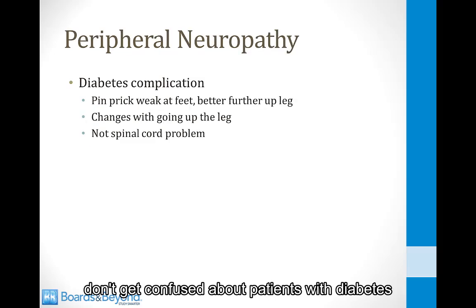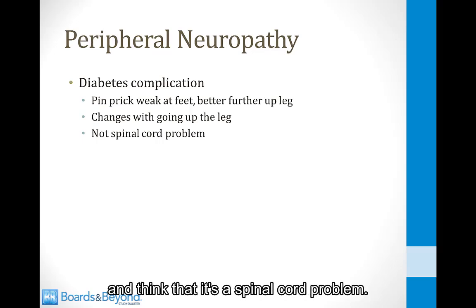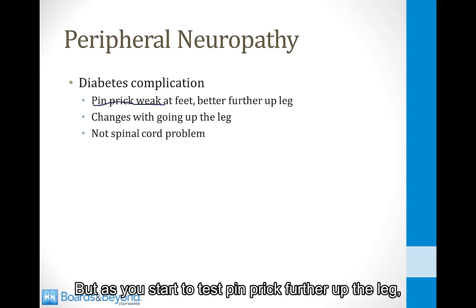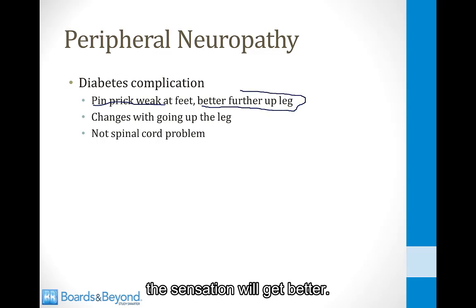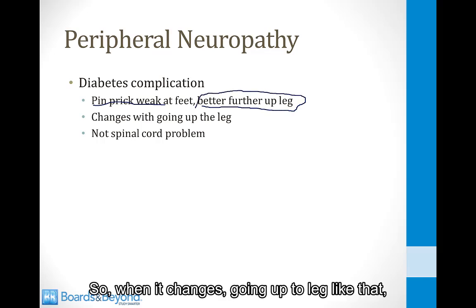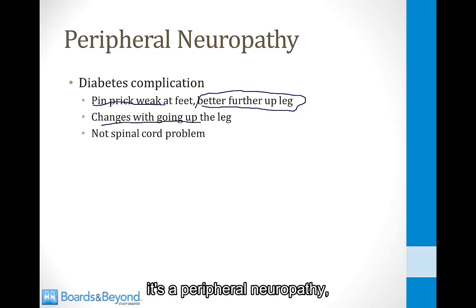And then finally, don't get confused about patients with diabetes who have peripheral neuropathy and think that it's a spinal cord problem. So you will often see patients with diabetes and they will lose sensation to pinprick at their feet. But as you start to test pinprick further up the leg, the sensation will get better. In fact, usually the sensation to pinprick is intact above the knee. So when it changes going up the leg like that, it's a peripheral neuropathy. It is not a spinal cord problem.